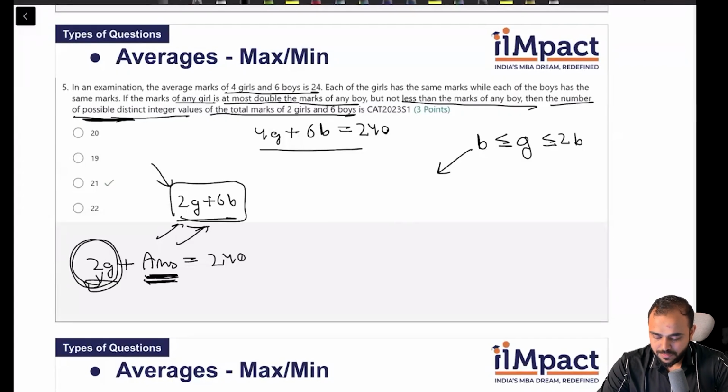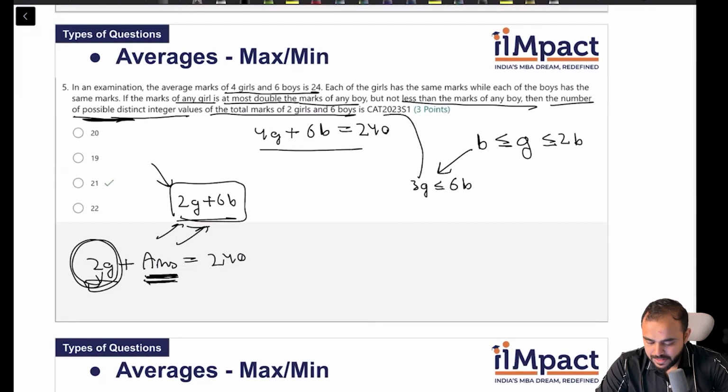Let me multiply this with 3. I'll get 3G is less than or equal to 6B. Now, if I replace 6B here with 3G and get 7G, would I have to say that 7G is less than or equal to 240? I will have to say that, right?